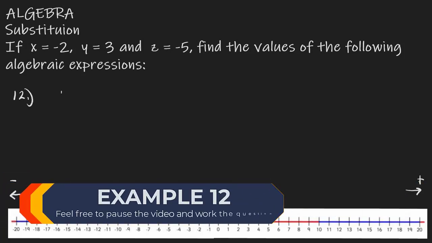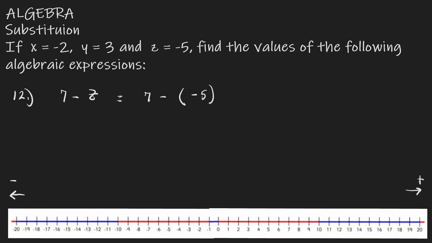Number 12. 7 minus z. So we have 7 minus, and z is equal to negative 5. So I start off at positive 7. And I'm subtracting, so I'll be jumping to the left. But I'm subtracting a negative number, which means my direction is reversed. So I'm actually jumping to the right 5 spots. So I start off at 7, I'm jumping to the right 5 spots. I go 1, 2, 3, 4, 5, positive 12. That's my answer.